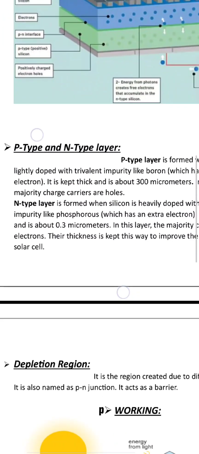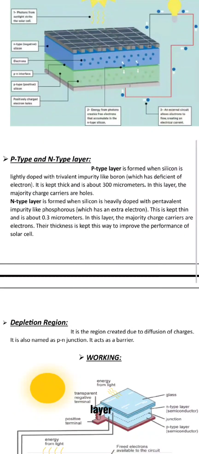Now describing what a p-type and an n-type layer is. A p-type layer is formed when silicon is lightly doped with trivalent impurity like boron, which is deficient of electrons. It is kept thick and is about 300 micrometers. In this layer, the majority charge carriers are holes. N-type layer is formed when silicon is heavily doped with pentavalent impurity like phosphorus, which has an extra electron. This is kept thin and is about 0.3 micrometers. In this layer, the majority charge carriers are electrons. Their thickness is kept this way to improve the performance of solar cell.